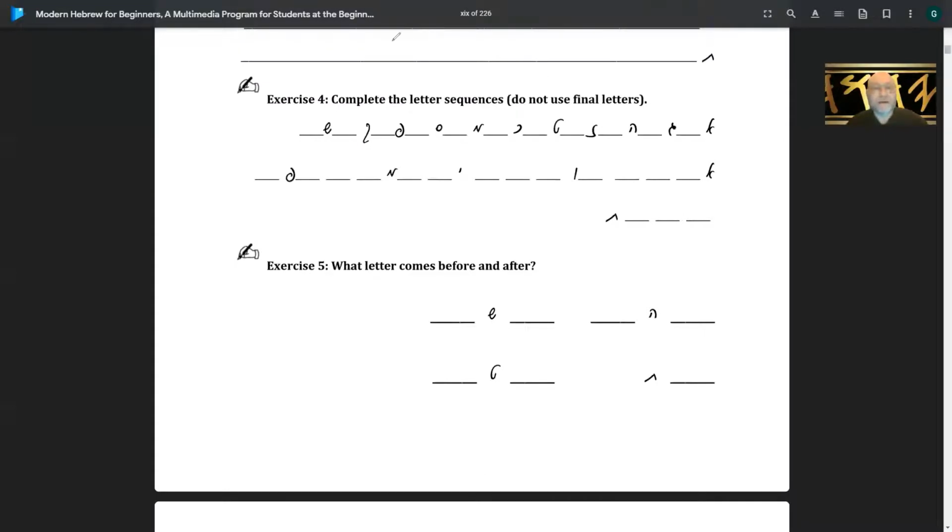I'll try it again. Aleph, bet, gimel, dalet, hey, vav, zayin, het. Okay, remember that tet one? It's kind of like this. Tet, yod. Oh, I think I remember this one.